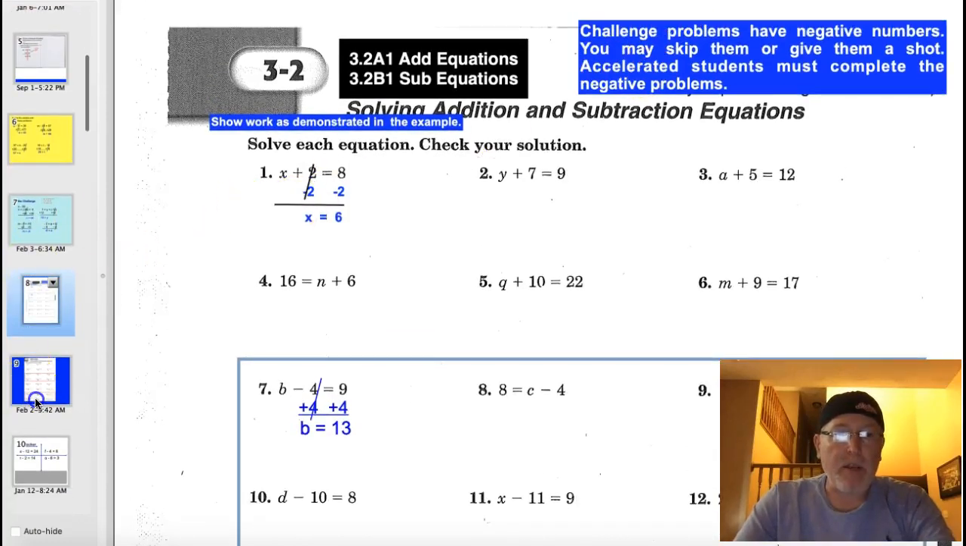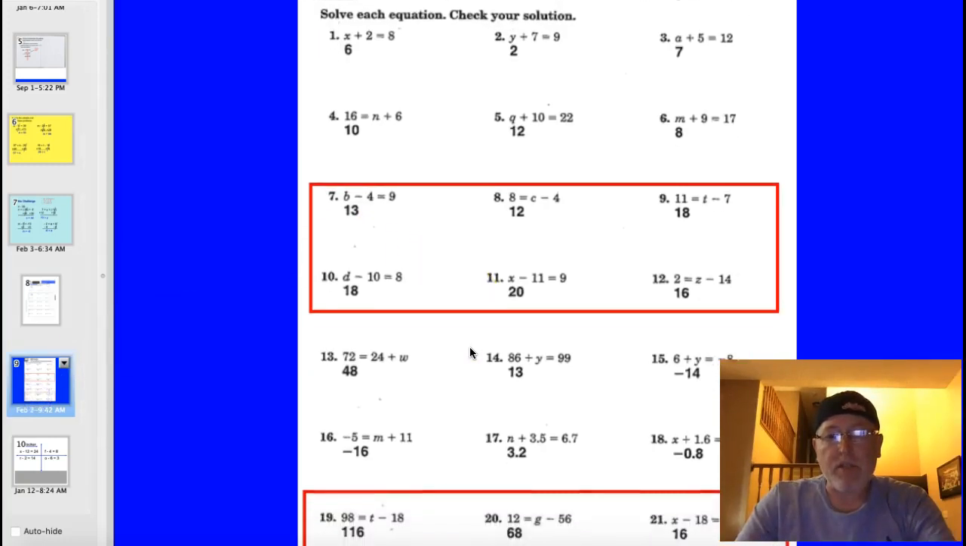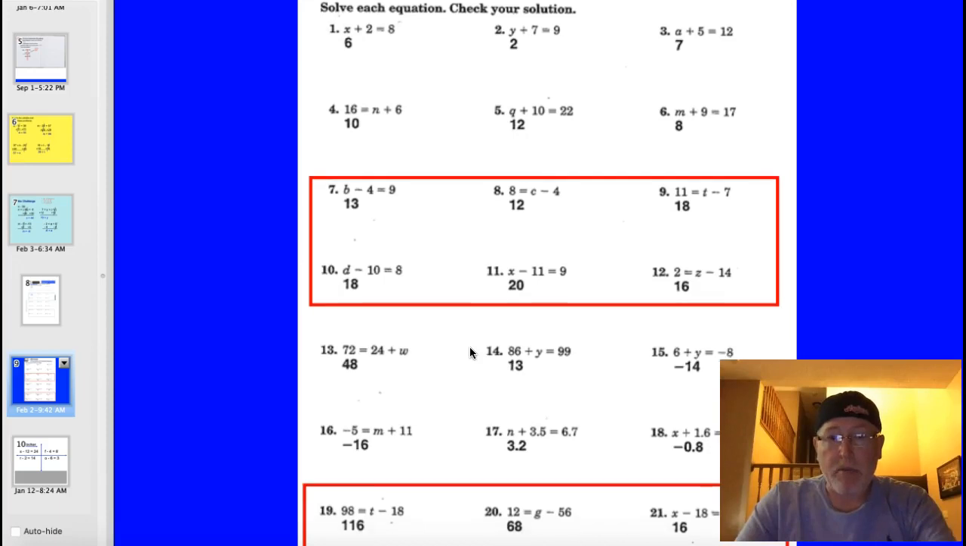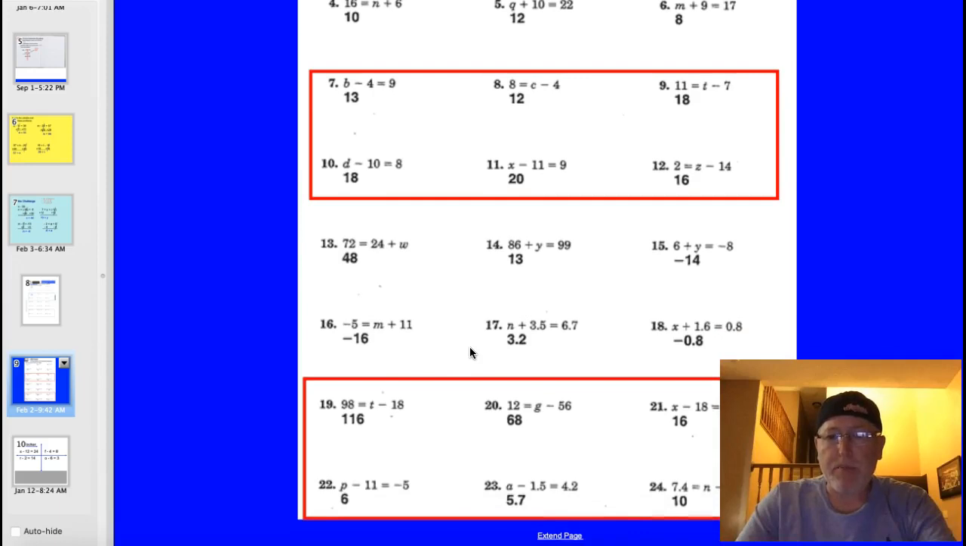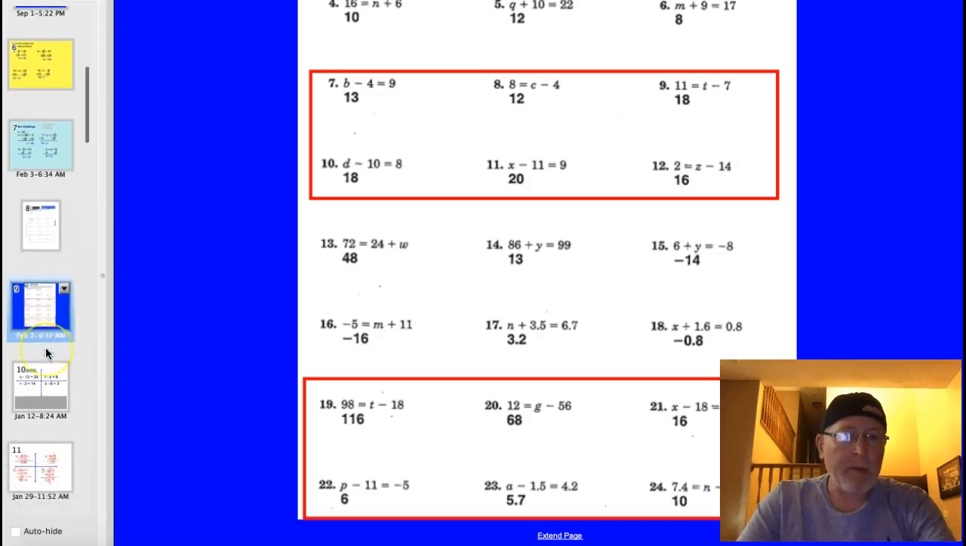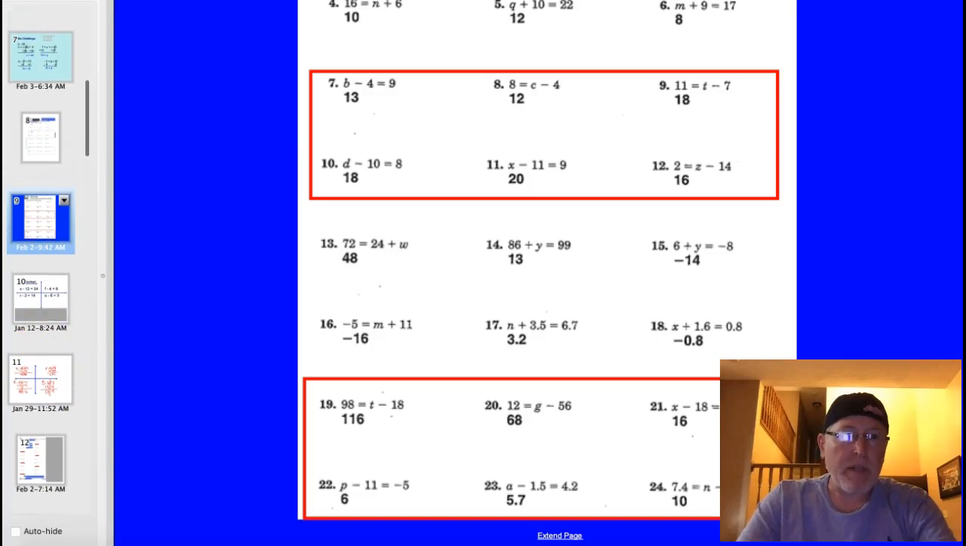All right, here are the answers to those. Again, these are just the answers. I just want to make sure the real work is that you followed my model where you subtracted or you added on both sides. You line up your equal signs. You put a line underneath, but some of the bottom ones, you might just want to double check and make sure your work looks good. All right, that looks great.